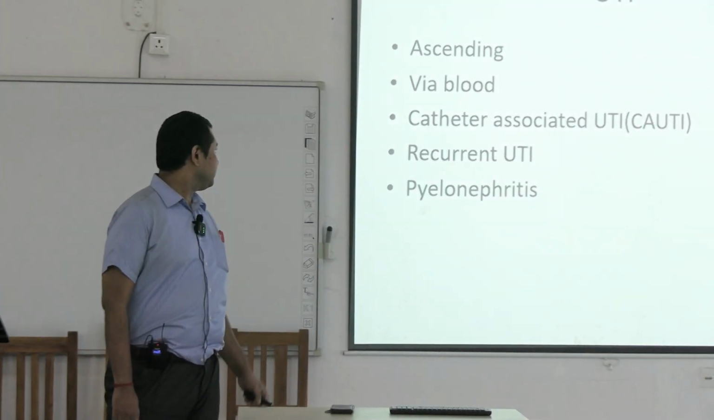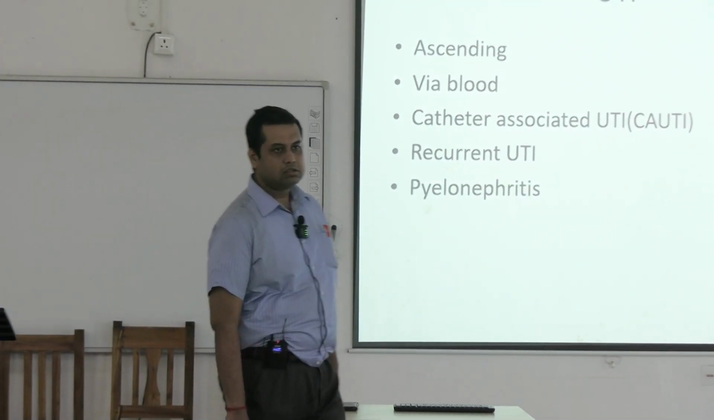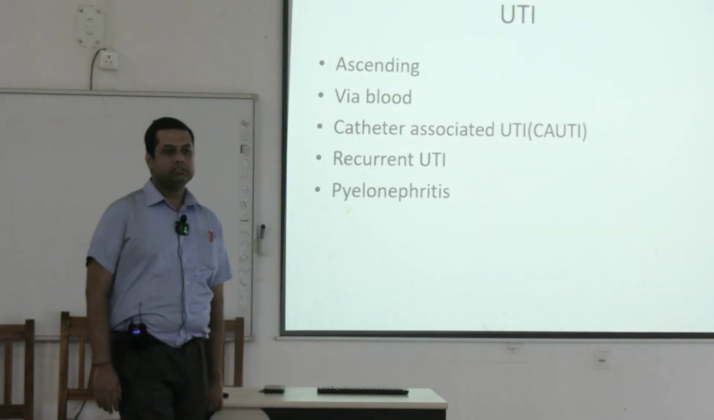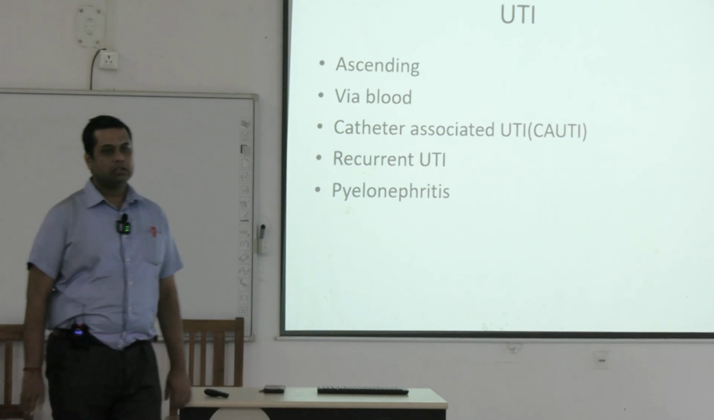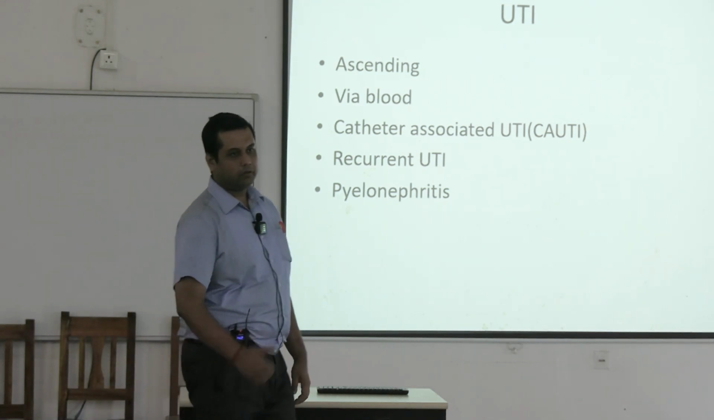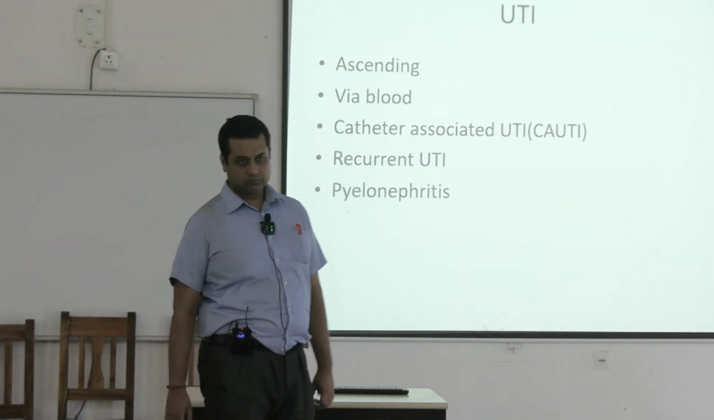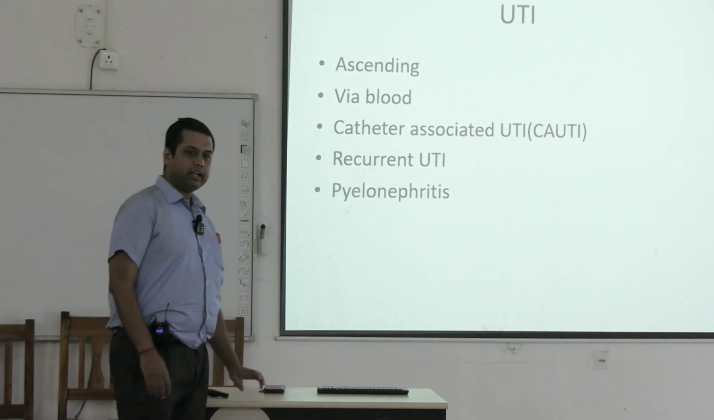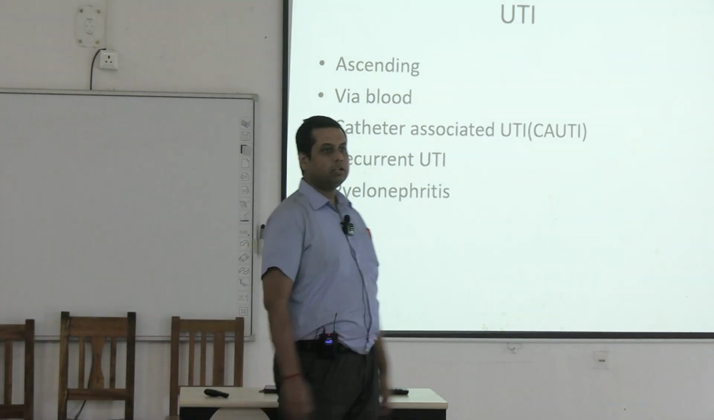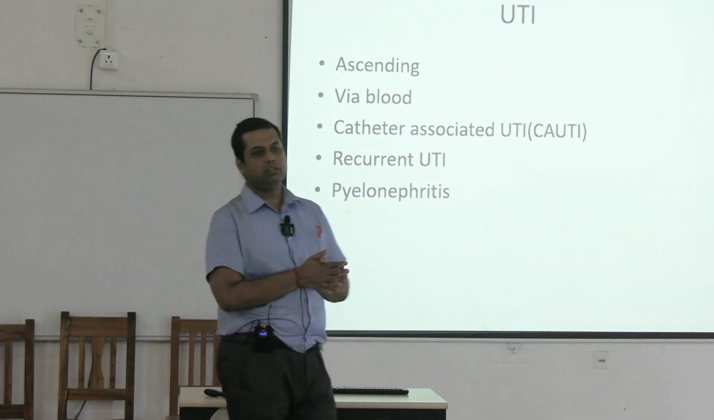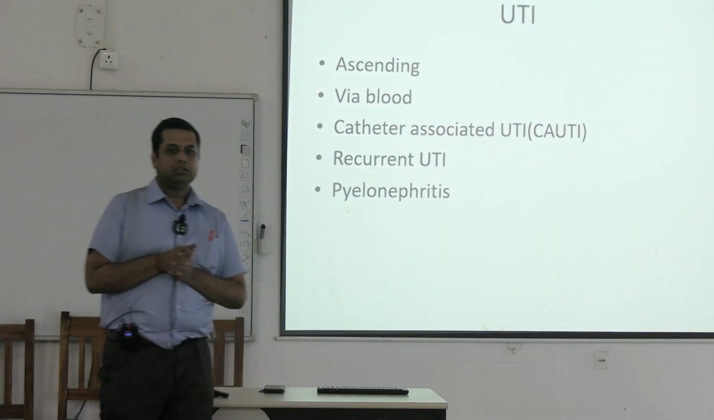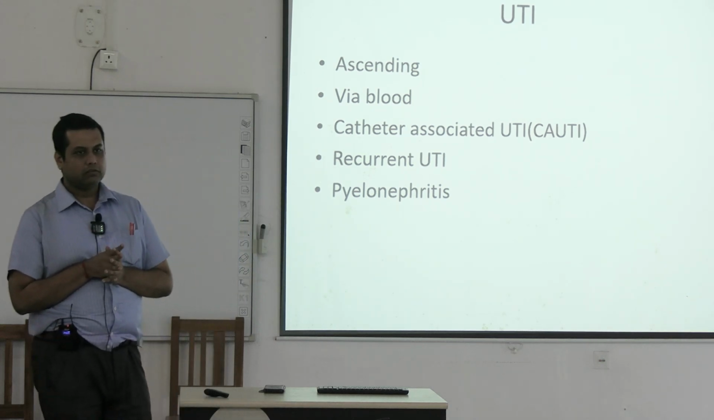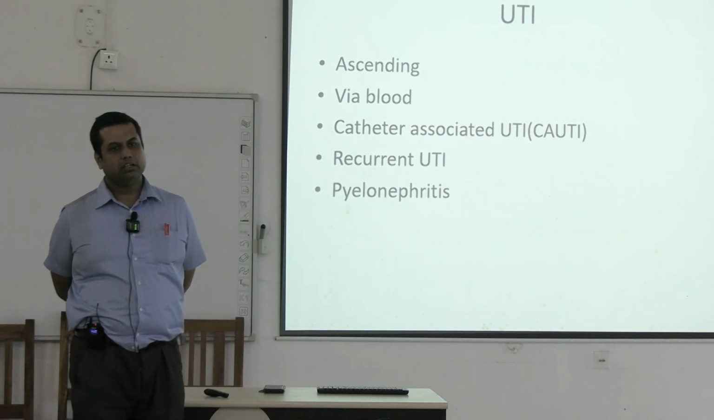So it may be by the ascending route. It may also be by sepsis, the other way around: infection is in the blood, and from there it goes to the kidney. The commonest one is the ascending route. The colon and fecal matter are loaded with bacteria. From there you may get the infection.